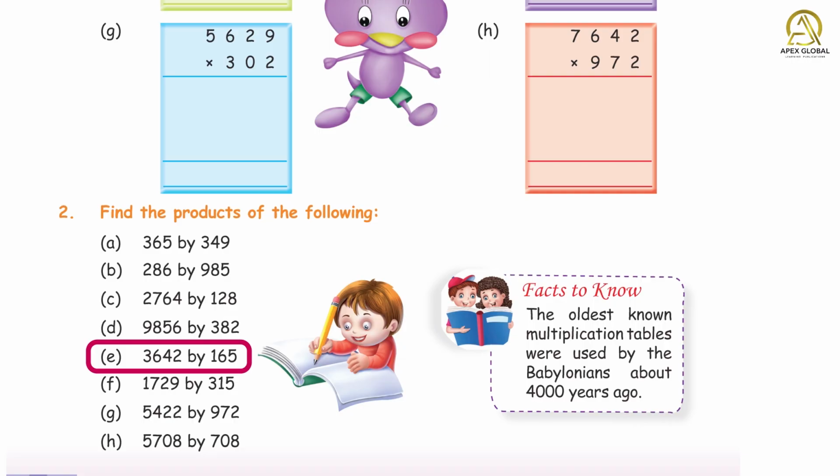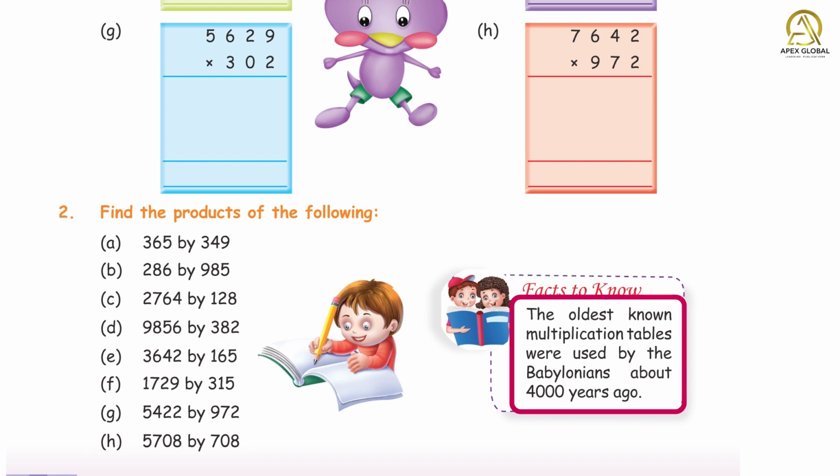Answer: 6,930. F. 1,729 by 315. Answer: 5,44,635. G. 5,422 by 972. Answer: 52,70,184. H. 5,708 by 708. Answer: 40,41,264. Facts to know: the oldest multiplication tables were used by the Babylonians about 4,000 years ago.